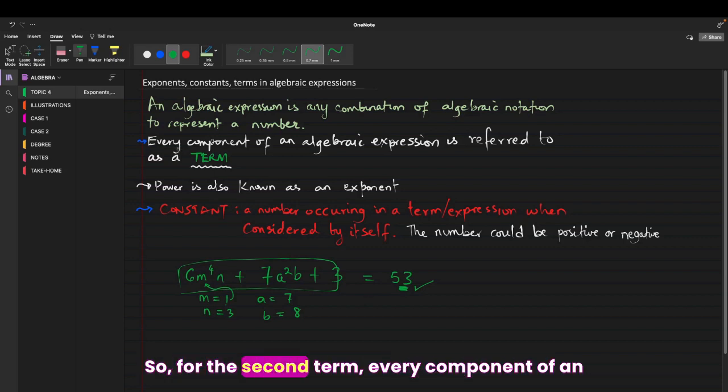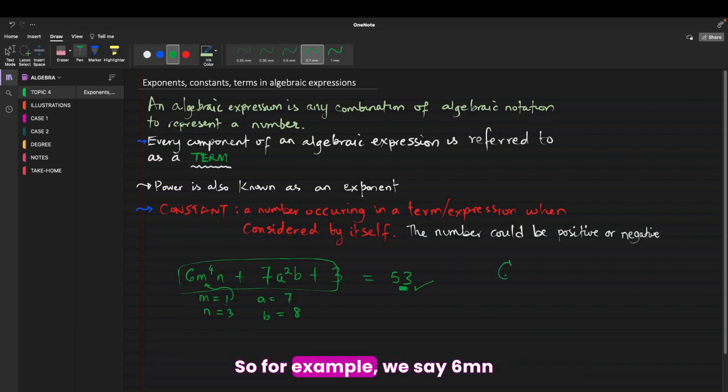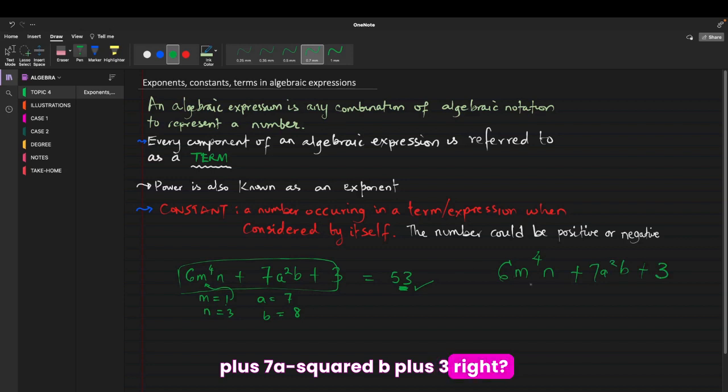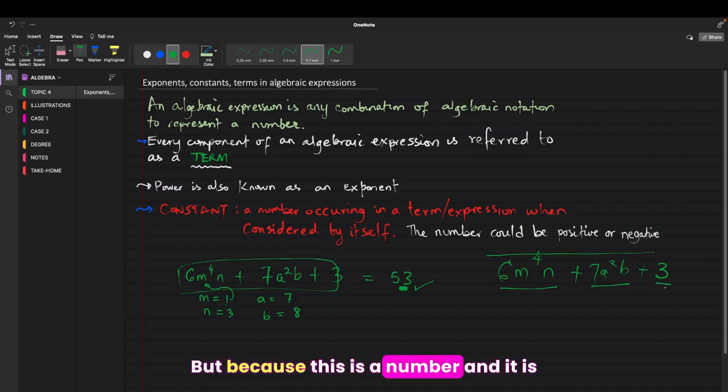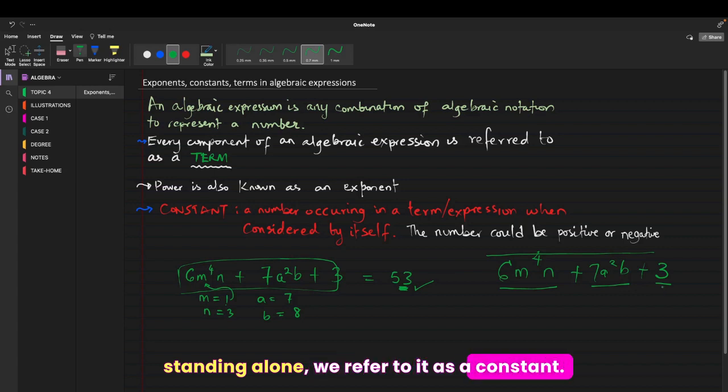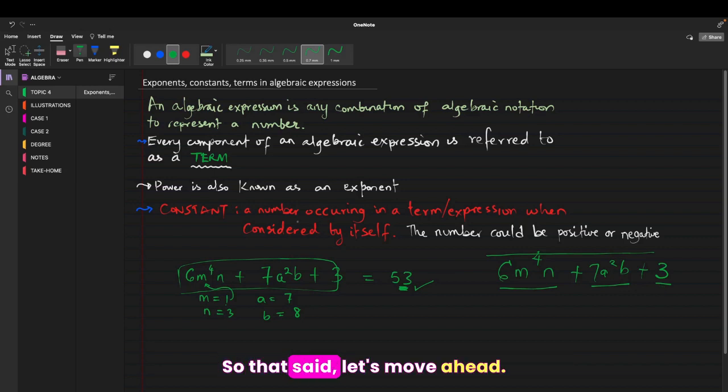So for the second term, every component of an algebraic expression is referred to as a term. So for example, we say 6m n plus 7a squared b plus 3. This is referred to as a term in this algebraic expression. This is another term, and this is definitely another term. But because this is a number and it is standing alone, we refer to it as a constant. So that said, let's move ahead.